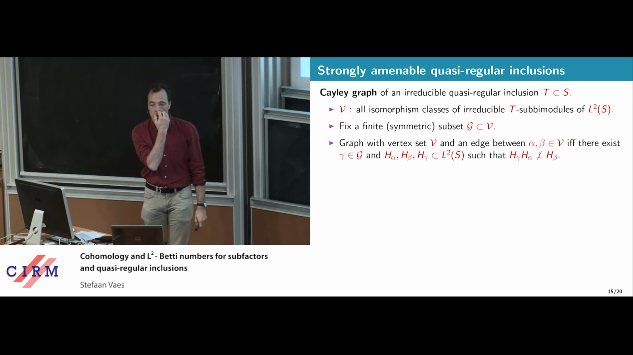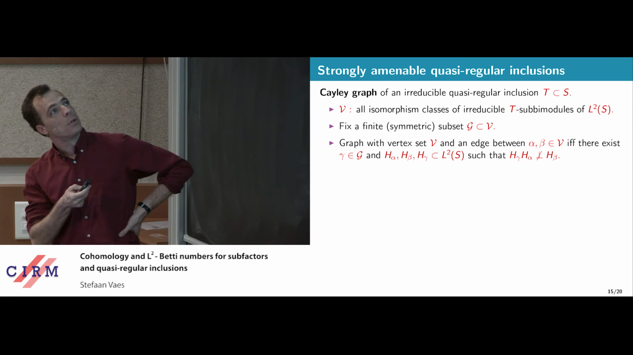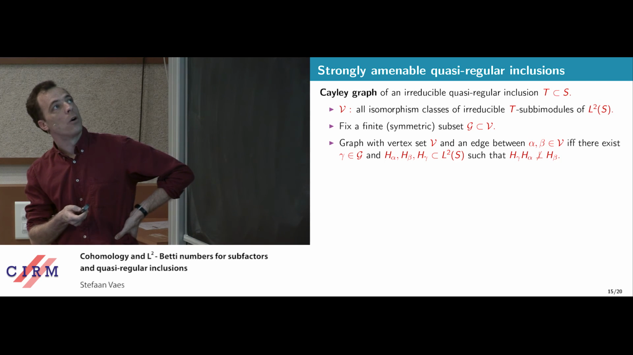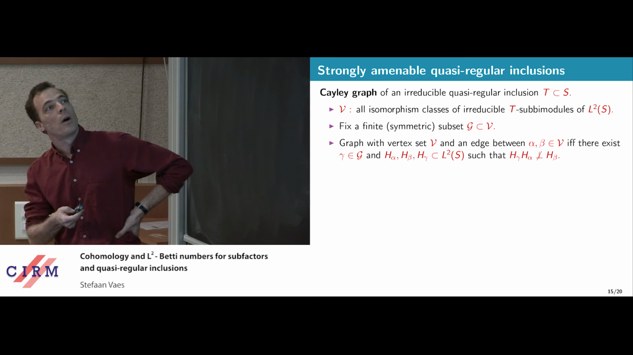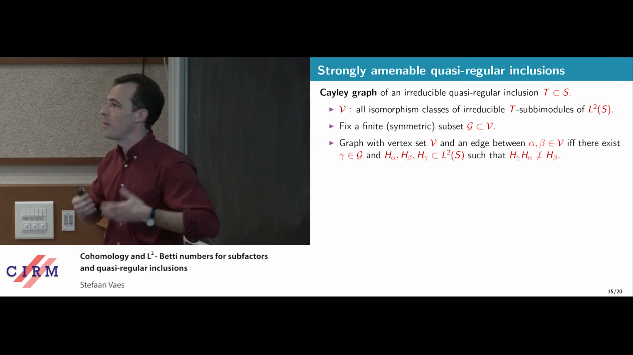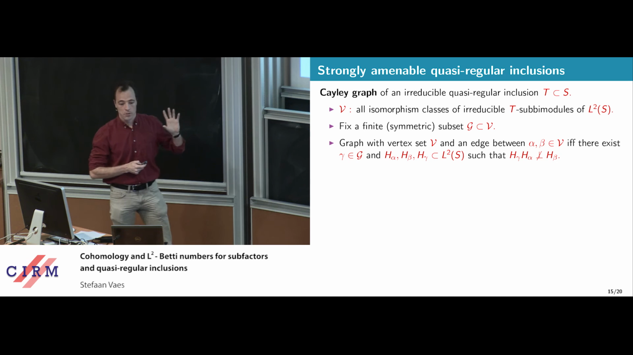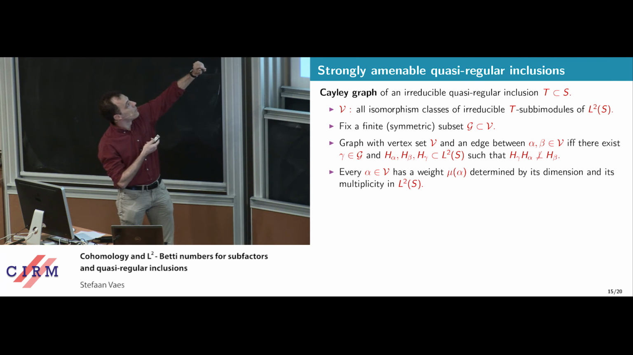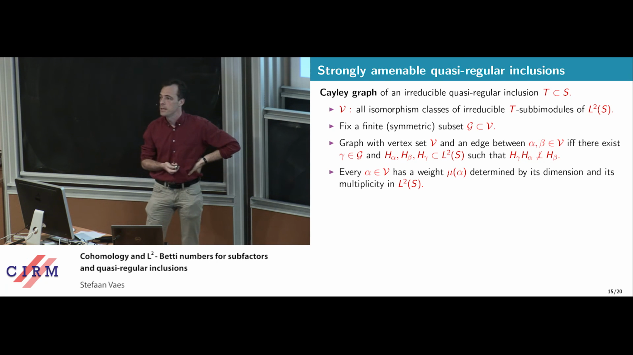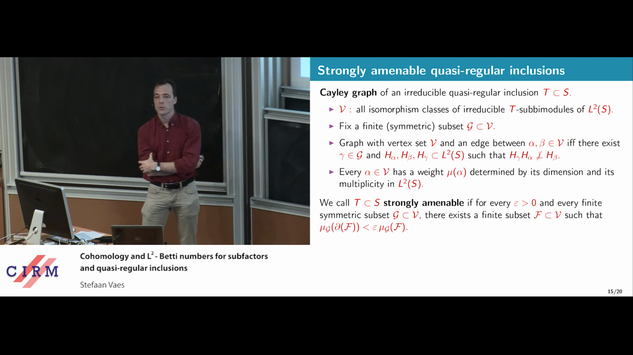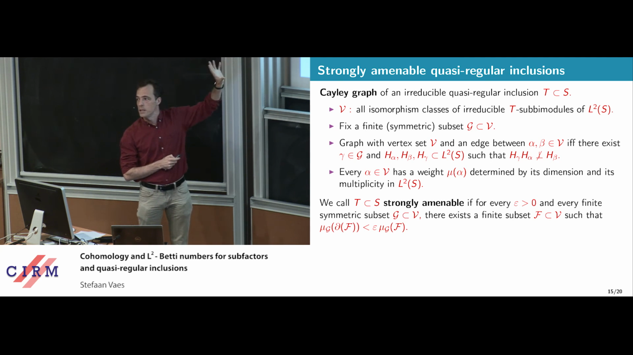And how will I define now a graph? Well, I put an edge between two vertices alpha and beta if and only if the following holds. If there exists a gamma in G, and now I would like to say that gamma alpha equals beta. Now, gamma alpha equals beta does not make too much sense, but what I mean is that I can find in L2 of S a bimodule of the type H alpha, a bimodule of the type H gamma, such that their product in S is not orthogonal to a bimodule of the type H beta. Now, it's not only a graph, it's a weighted graph, because every vertex has a natural weight that's expressed in terms of both the dimension of the module and its multiplicity, which is always finite, in L2 of S. So I get a weighted graph, and then the notion of strong amenability is just the right isoperimetric inequality for this weighted graph.